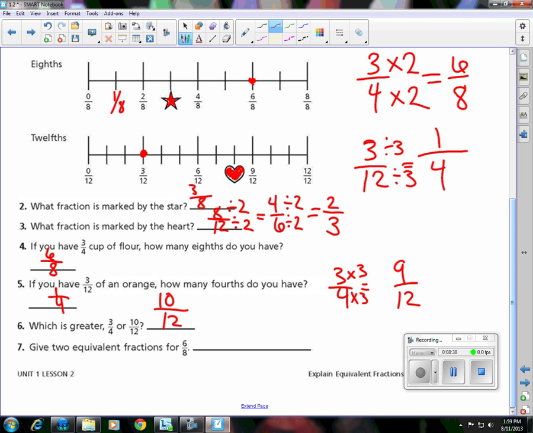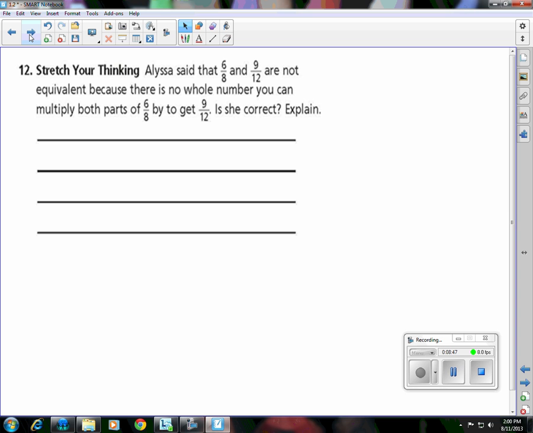You have 2 equivalent fractions for 6/8. Come ready to share your equivalent fractions, okay, with your partner or group. Last little bit, this is our last problem for the day. It's a stretch your thinking.